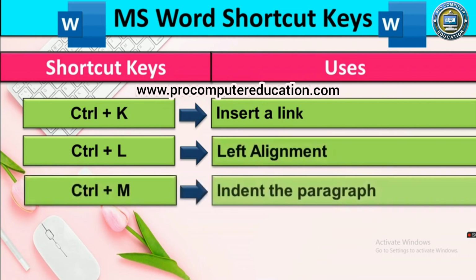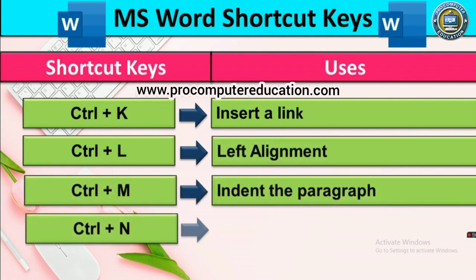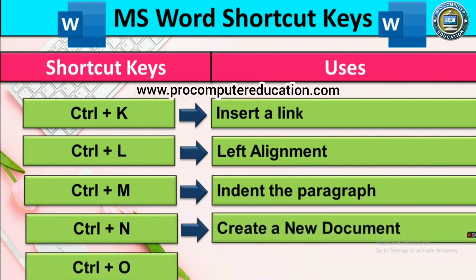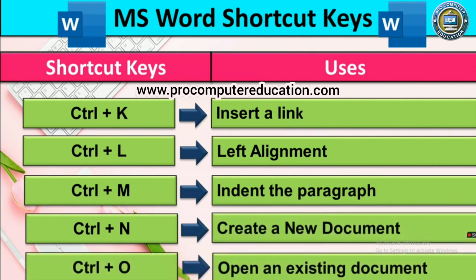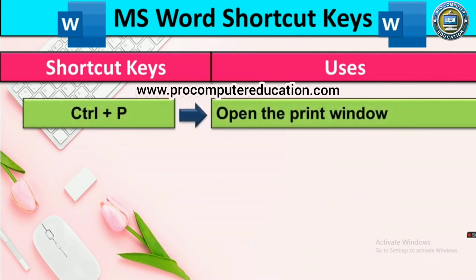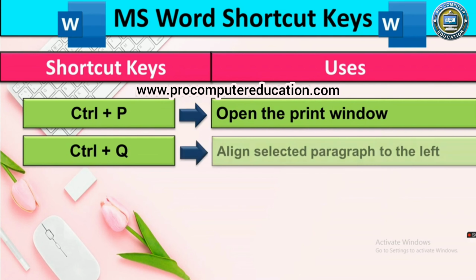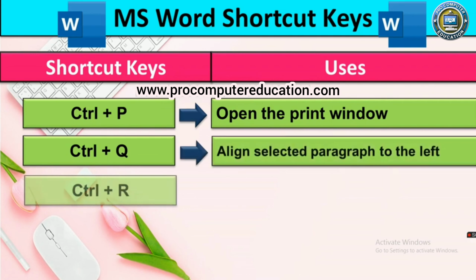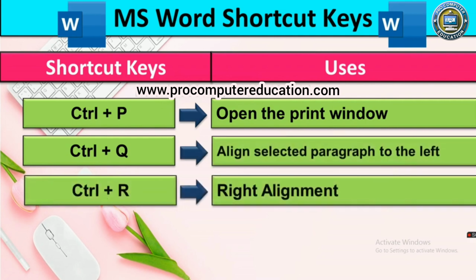Ctrl plus M, indent the paragraph. Ctrl plus N, create a new document. Ctrl plus O, open an existing document. Ctrl plus P, open the print window. Ctrl plus Q, or align selected paragraph to the left. Ctrl plus R, right alignment.